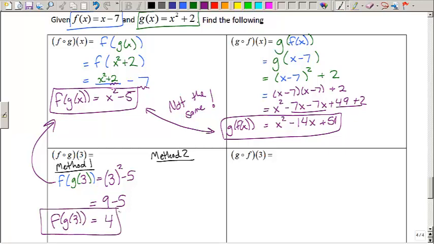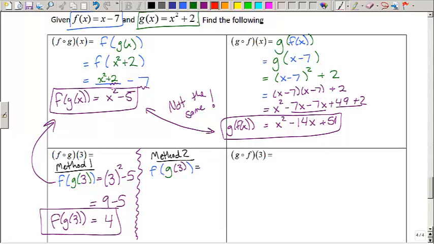This is a very easy method when you've already solved f of g of x. Although sometimes you may not have been asked to find f of g of x first. You may just be asked to find f of g of 3 right off the bat. You can do this as well in parts.